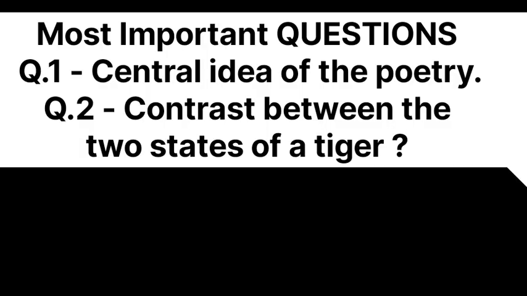Now, if we are talking about the two most important questions of this poetry, the first one is to write down the central idea, meaning, in an easy word, the summary of the poetry. But the most important question of this poetry is that you need to write the contrast and the comparison between the two states, the two conditions of a tiger. You need to write the condition of the tiger when it is in the zoo, and on the other hand, you need to write the actual feelings, qualities and mindset of the tiger in the jungle. So zoo and jungle, these two you have to compare in your answer. I hope this poetry is understood. Now moving towards our next one.